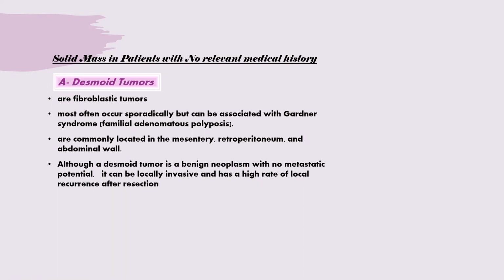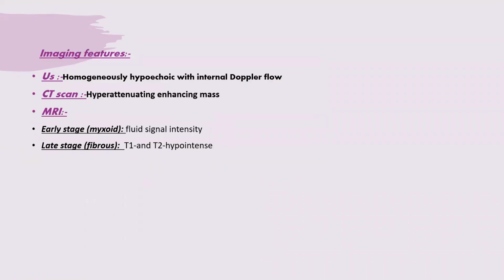Although desmoid is a benign neoplasm with no metastatic potential, it can be locally invasive and has a high rate of local recurrence after resection. Imaging features by ultrasound: homogeneously hypoechoic with internal Doppler flow. CT scan: hyperattenuating enhancing mass. MRI: in the early stage, the myxoid stage, fluid signal intensity; in the late stage, the fibrous stage, T1 and T2 hypointense.